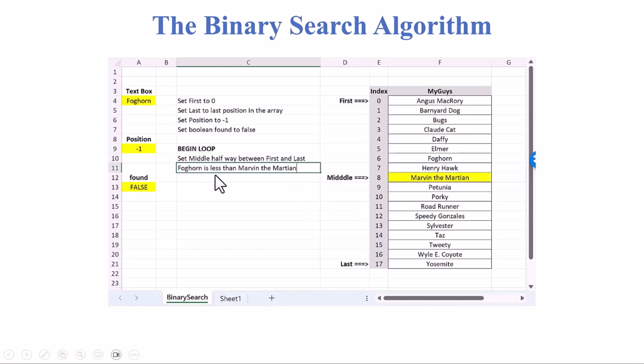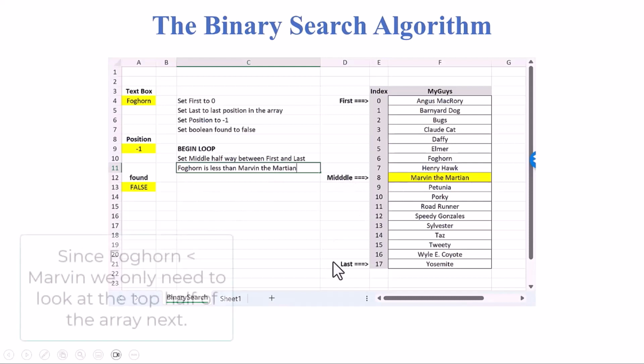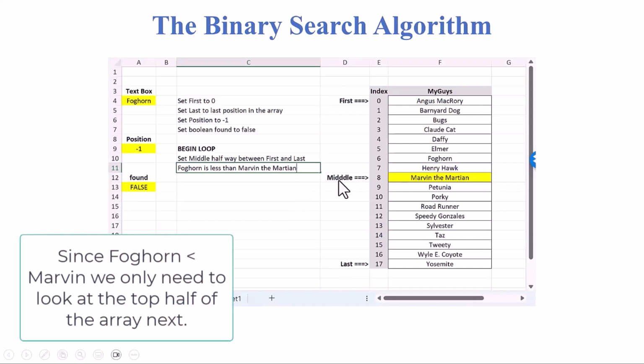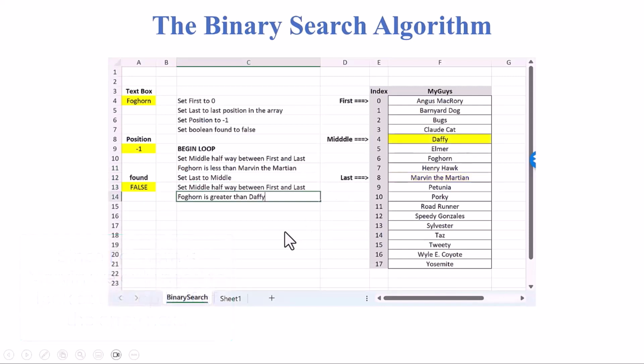So we then do a check to see if Foghorn is less than Marvin the Martian. And in this case, it is. That means we're going to be taking the last and moving it up to the middle and making a new middle. So we put the last up in here, and then we put our middle to point at Daffy here, and then we do a search. And we check to see if Foghorn is less than or greater than Daffy, and he's greater than Daffy in this case. So that means we're going to have a new first.